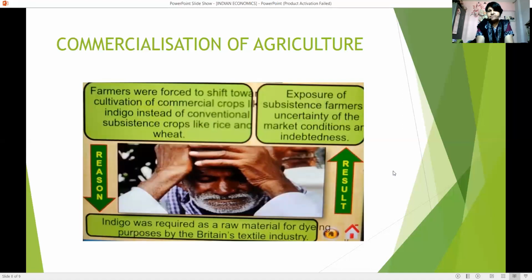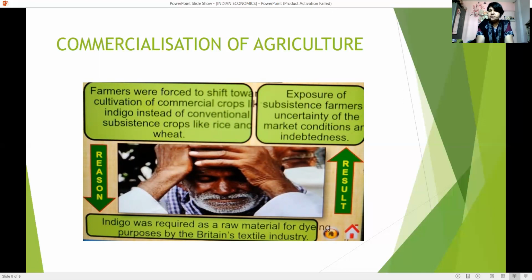The next was commercialization of agriculture. Not just the Zamindari system, they introduced another thing, that is commercialization of agriculture. Whatever crops were grown by the farmers, previously we were growing rice, wheat, many other different types of crops, right? But later on, what happened? Our farmers were forced to shift from food crops to commercial crops, or we can say cash crops. What are those cash crops? Indigo.